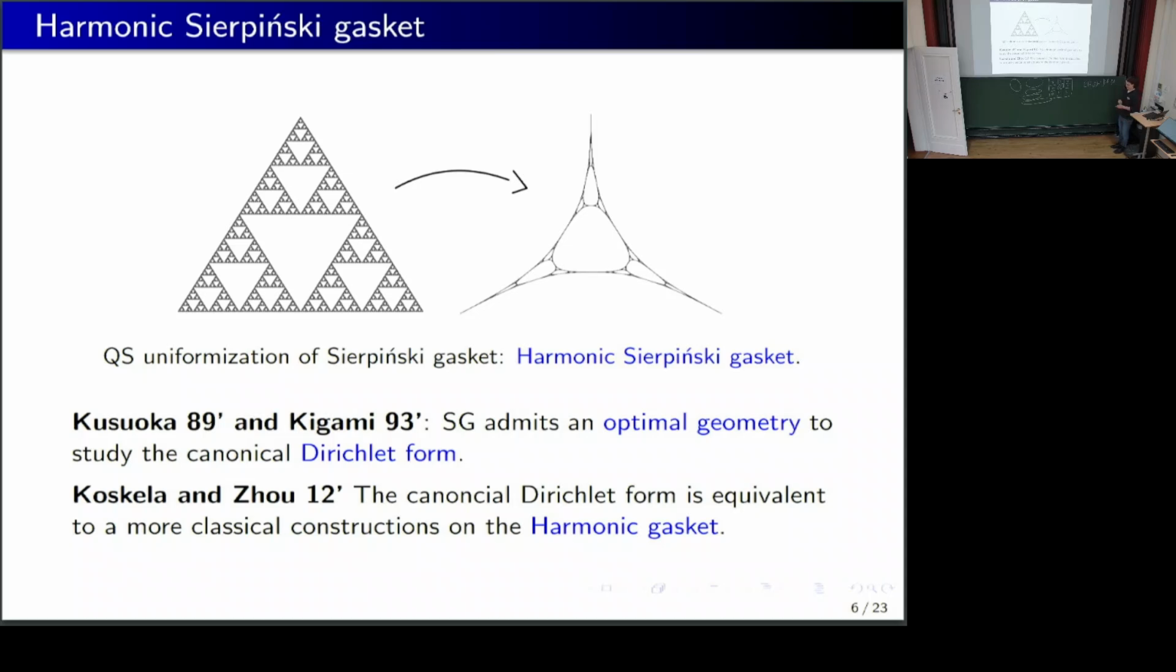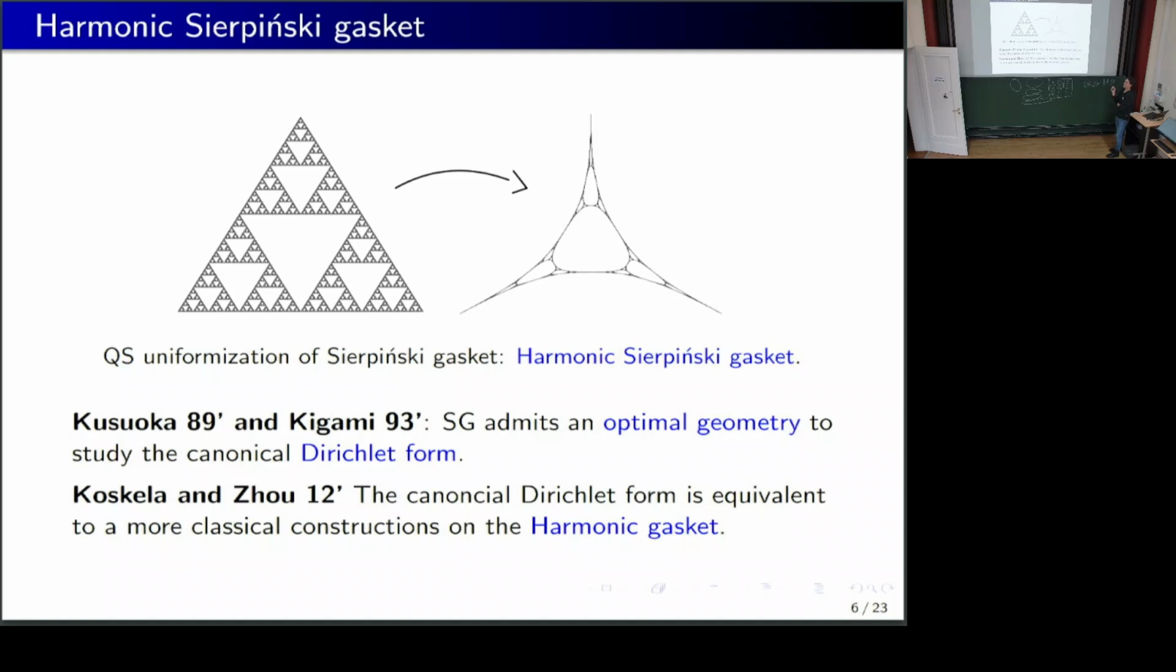But the problem is that in the triangle one, the geometry doesn't really provide good enough information about it. So for example, the Lipschitz functions don't really work there. That's a pretty big problem. But then Kigami noticed in the 90s, using the idea of Kusuoka, that by turning the Sierpinski gasket into this harmonic Sierpinski gasket, we have much more tools available. So it is a more appropriate geometric environment to study the Dirichlet form.